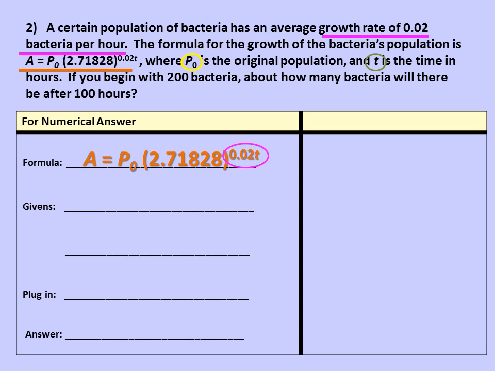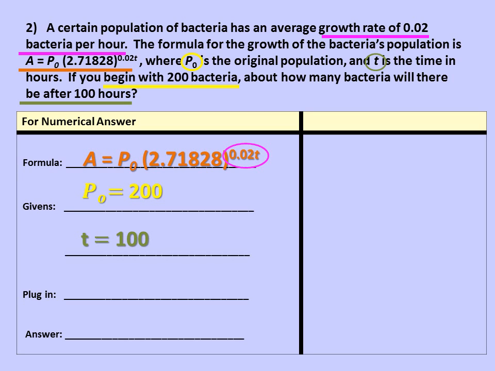Your units. If you begin with 200 bacteria, that's my original population. My P0 is going to be equal to 200. About how many bacteria will there be after 100 hours? Well, that's my t, isn't it? Let's write it down.